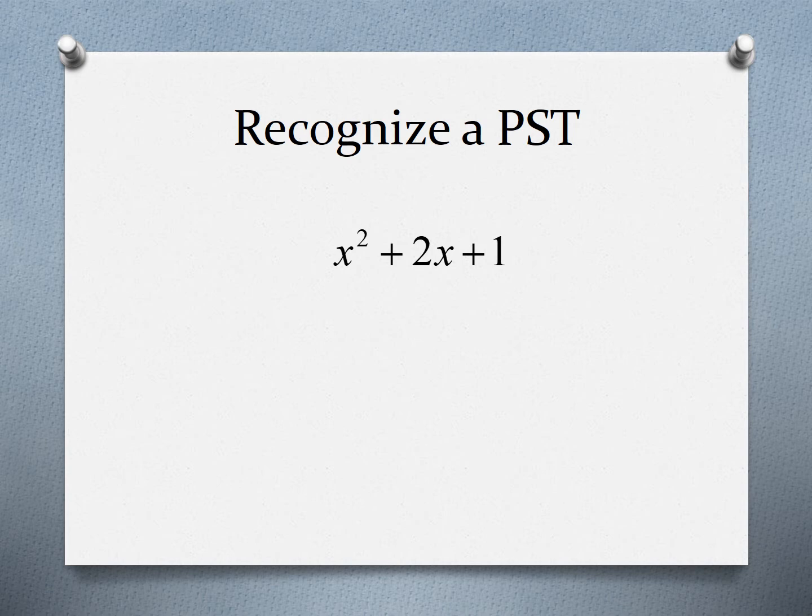First, though, you'll need to recognize a perfect square trinomial. Here you're looking at a perfect square trinomial, x squared plus 2x plus 1. So if you're ever feeling frustrated with dealing with the completing the square method, you can probably point back to your ability to recognize or not recognize a perfect square trinomial.